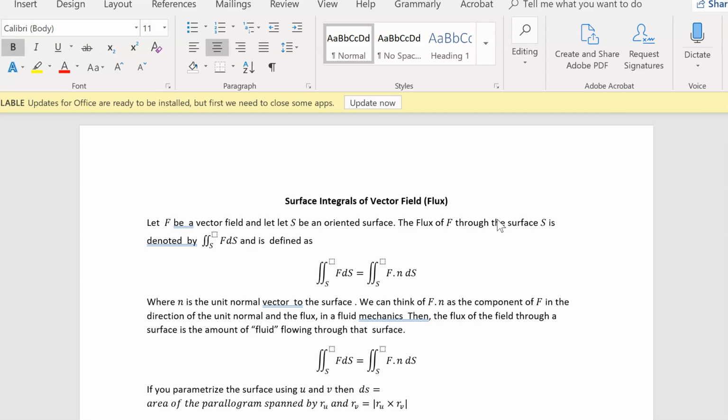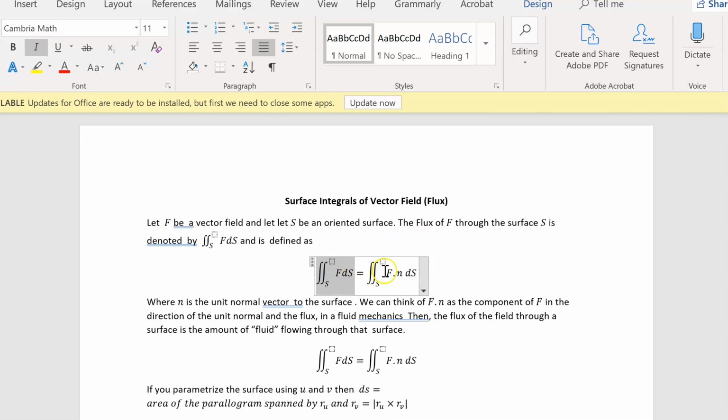We call it the flux. So we start by thinking about F as a vector field and let S be an oriented surface. I will explain in another video what you mean by an oriented surface. Then the flux of F, the vector field through the surface S, is denoted by this notation.